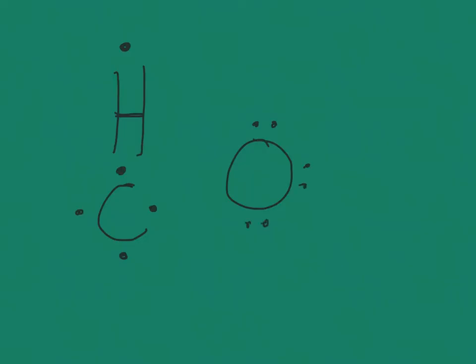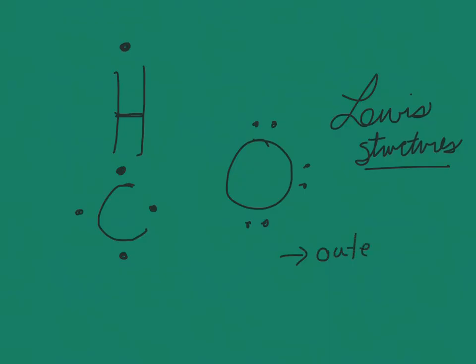These are called Lewis structures. A Lewis structure just shows the electrons that are available for bonding. And that's it. Not all the electrons, but only the ones available for bonding, or the outermost street, the outer electrons.